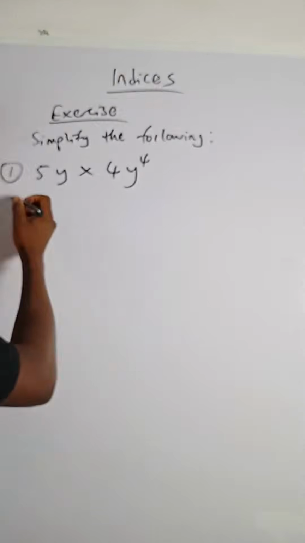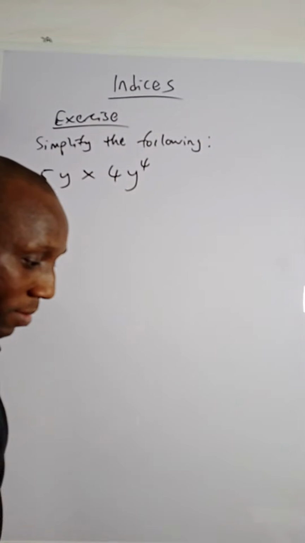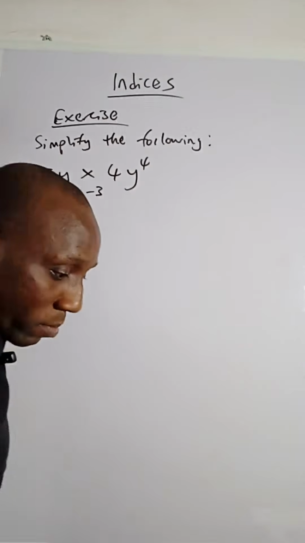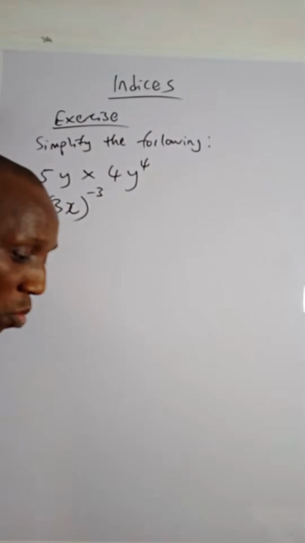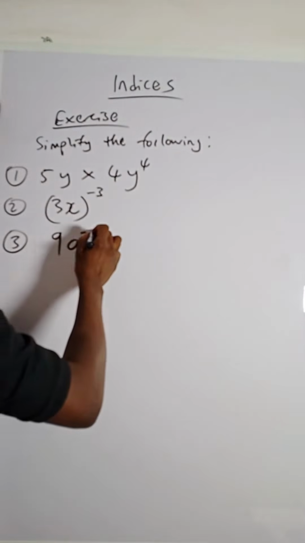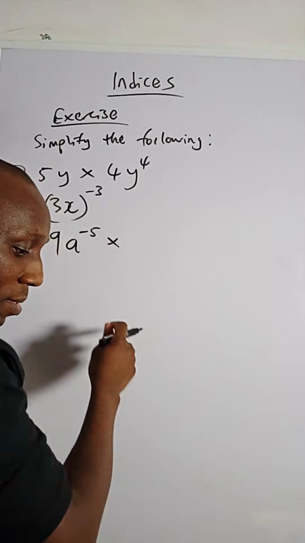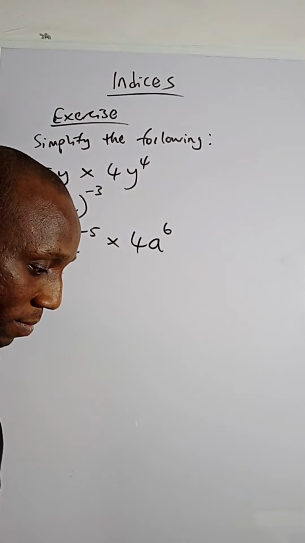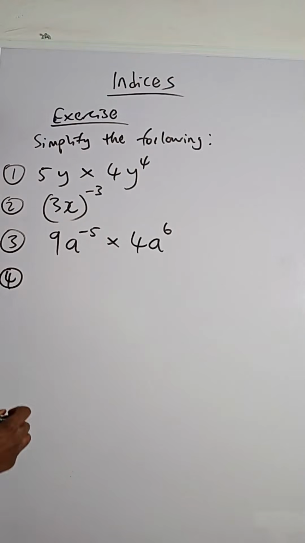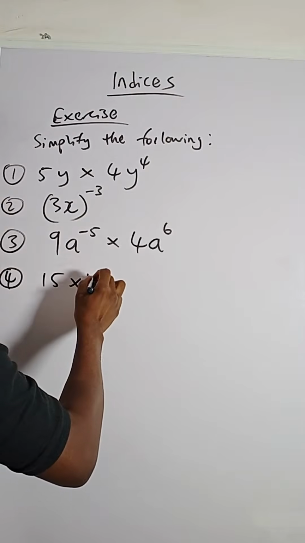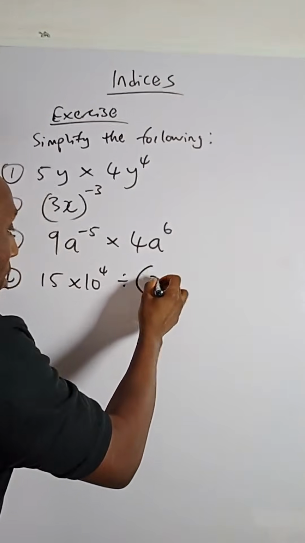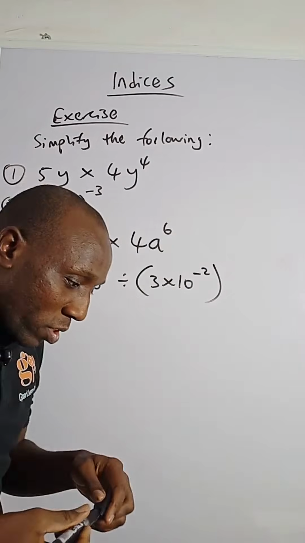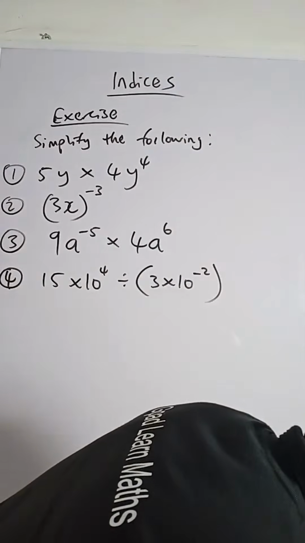4y raised by 4. Number 2, we have 3x raised to the power of negative 3. Number 3, we have 9a raised by negative 5 times 4a raised by 6. Number 4, we have 15 times 10 raised by 4 divided by, yeah, we have to do this in case you're wondering. Okay, 4 questions for you to give a shot.